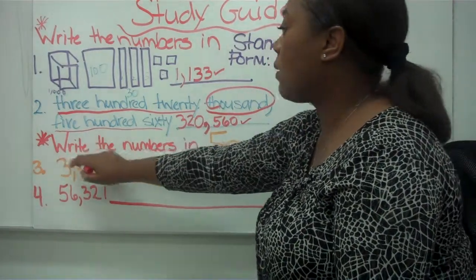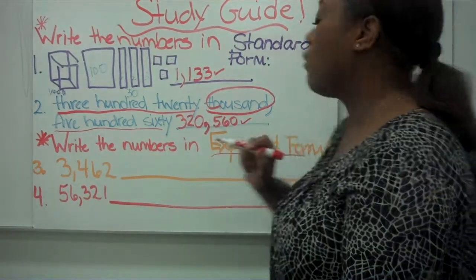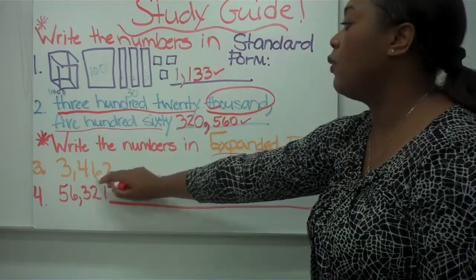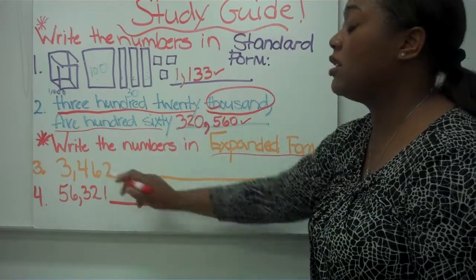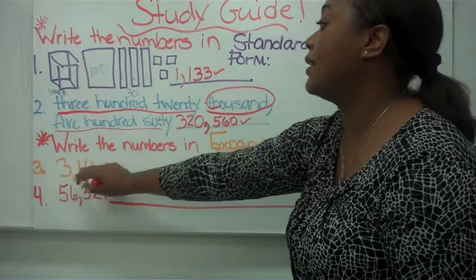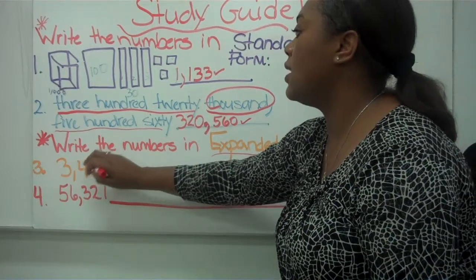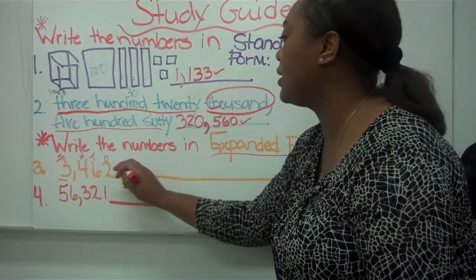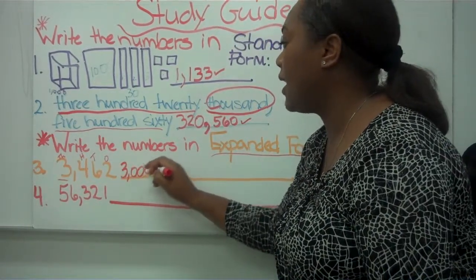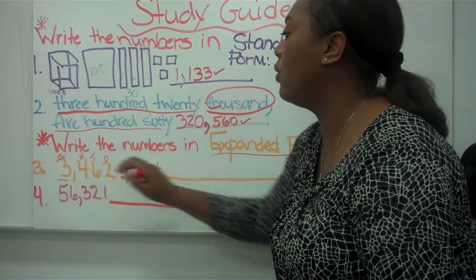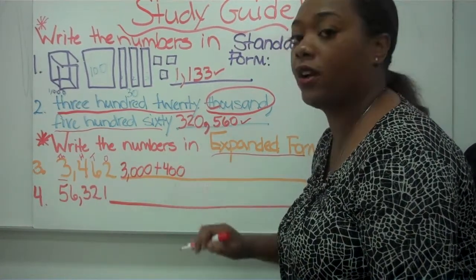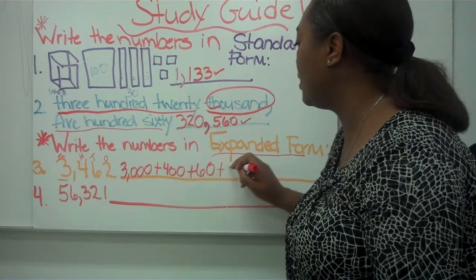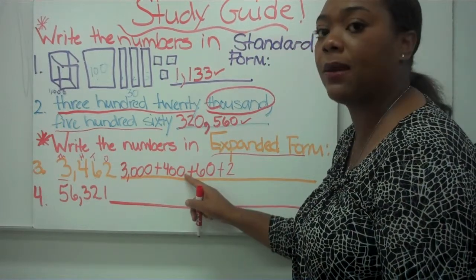Alright, now our next directions say write the numbers in expanded form. Remember, when you expand something, you stretch it out. So we've got the number 3,462. Remember, we're going to stretch the number out for each place. We're going to start with the highest. The 3 is in the ones, tens, hundreds, thousands place. The 3 is in the thousands place, so that 3 is worth 3,000. Plus 4 is in the hundreds place, so it's worth 400. Plus 6 was in the tens, so that's 60. Plus 2 ones. And this is written in expanded form.